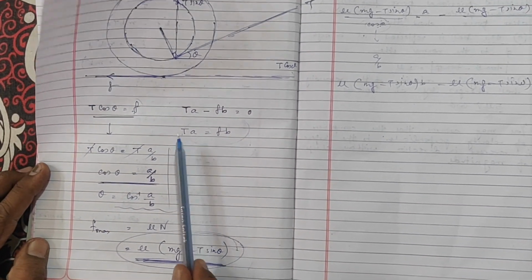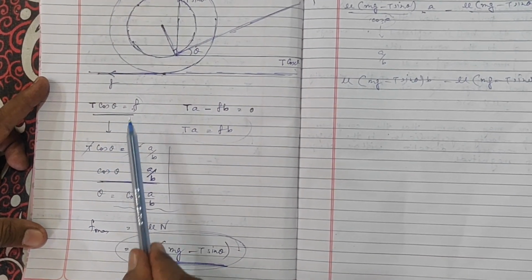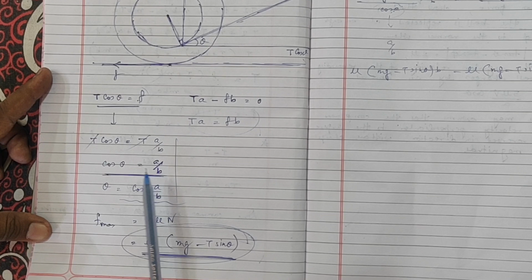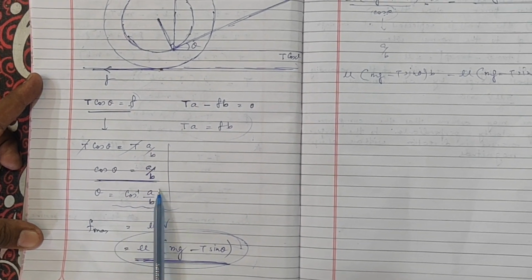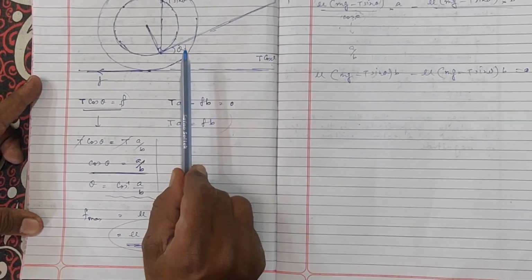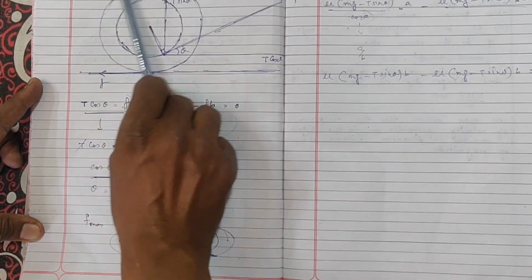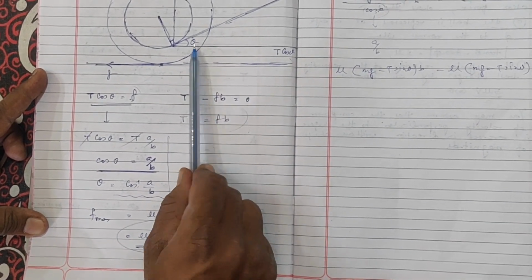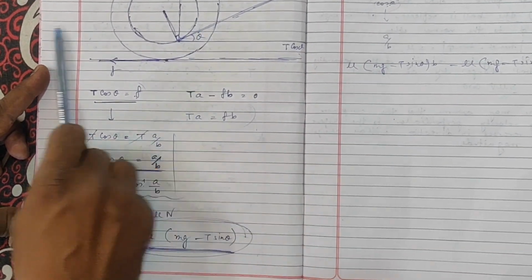If we replace F by TA by B, so T cos theta equal to F, but F is TA by B. T cut out. So cos theta is A by B. Theta is cos inverse A by B. This is the critical angle. If theta is less than critical angle, it will move in forward direction. And if theta is greater than critical angle, it will move in backward direction.